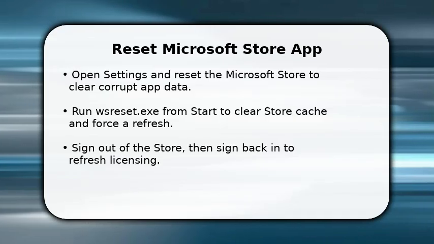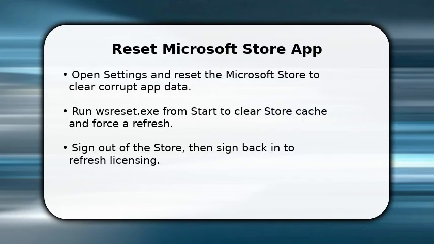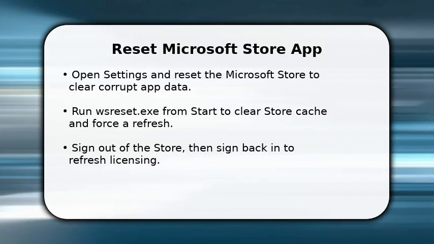Enjoy the video. If the Microsoft Store shows there has been an error, start with a reset. Open Settings and Apps, find Microsoft Store, then choose Advanced Options. Tap Reset to clear corrupted app data and local cache.